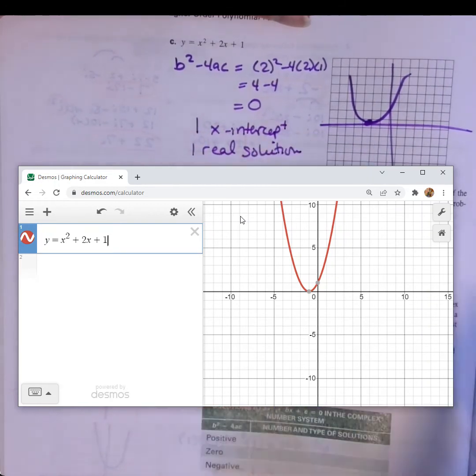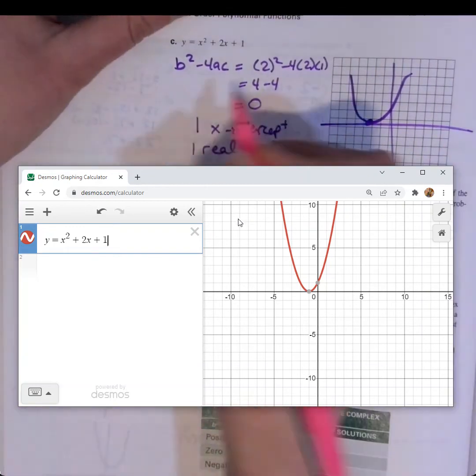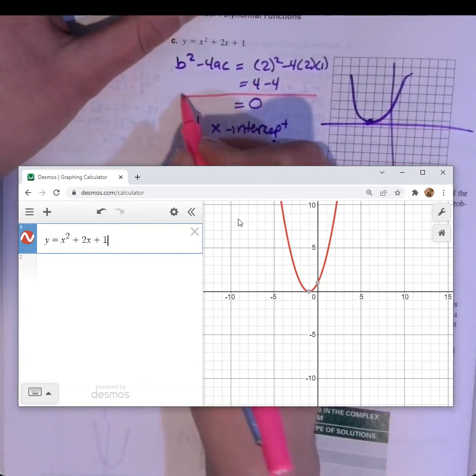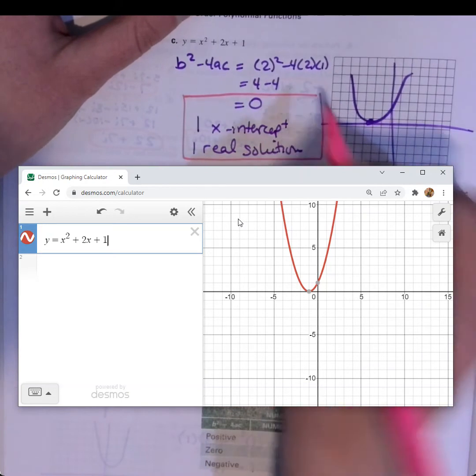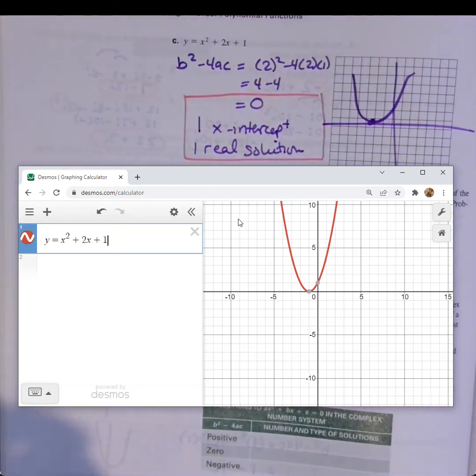The reason it only has one x-intercept is because in the quadratic formula, this is the thing that you're going to add and subtract. So if you take negative b plus 0 or minus 0, you're not changing the first part of it because you're adding and subtracting 0. It stays the same. You only get one answer.